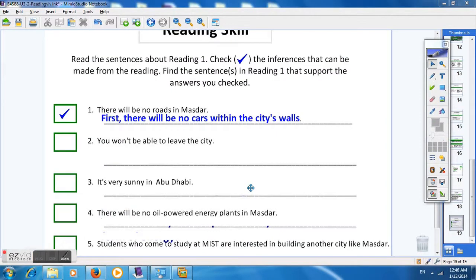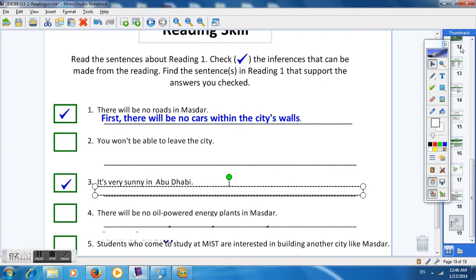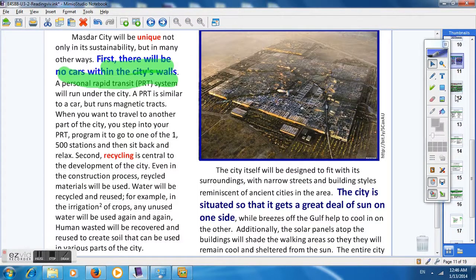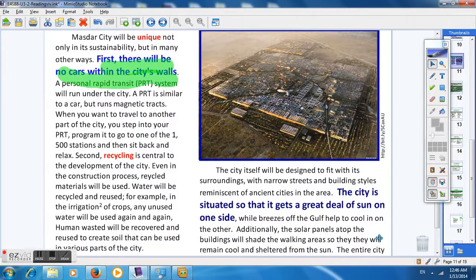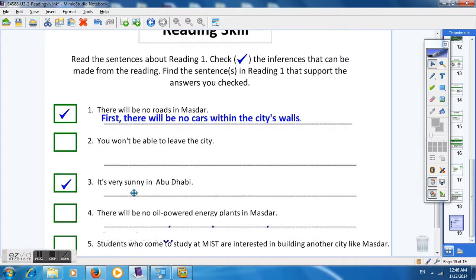And number 3, it's very sunny in Abu Dhabi. Is that a tick? Yes. Here. The city is situated so that it gets a great deal of sun on one side. So we copy the statement and write it here.